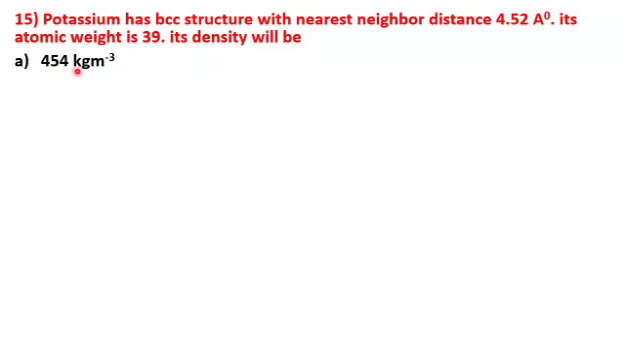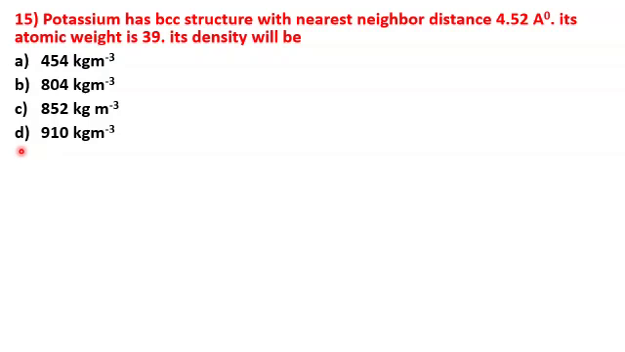Option A 454 kg per meter cube. Option B 804 kg per meter cube. Option C 852 kg per meter cube. And option D is 910 kg per meter cube. Let us calculate this one.